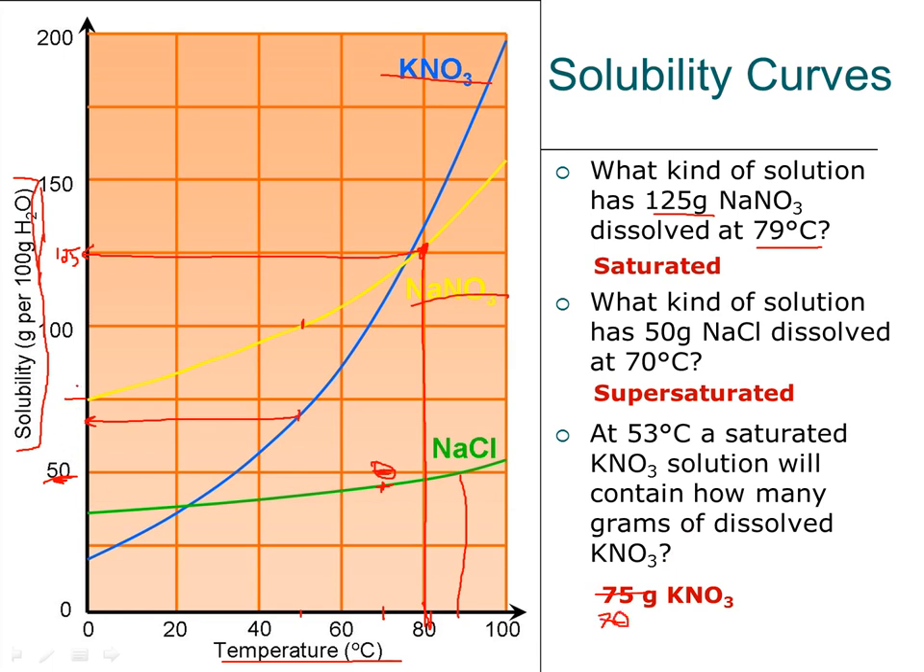Obviously having a more graduated scale would give us a better answer. But that's essentially how solubility curves work. They show the curve of saturation for given solutes at different temperatures within a solvent per certain volume of that solvent, and it generally tends to be per 100 milliliters of water.